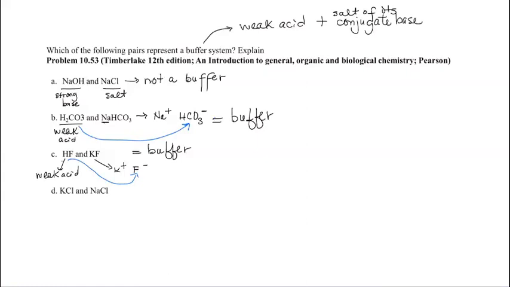We have two things. What are those two things that we have together on letter D? Great job, you guys. Salts. KCl is a salt. NaCl is a salt. Why? Because they're both ionic compounds. So this is not a buffer.